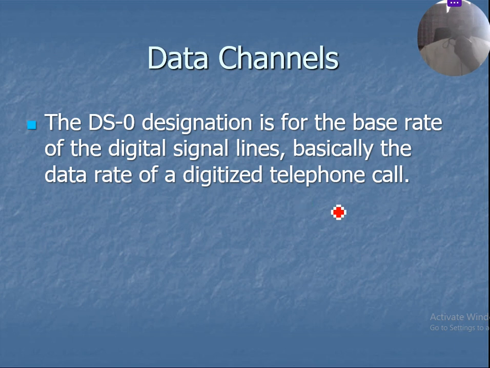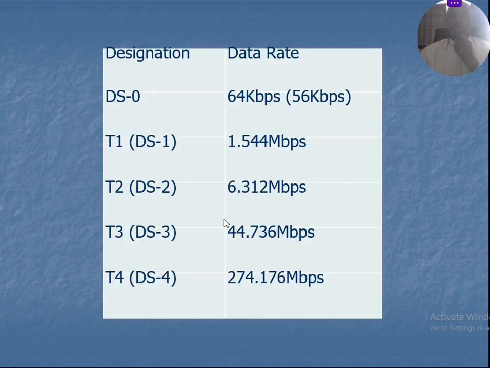Now let's talk about the data channels within our data centers. The DS0 designation is for the base rate of the digital signal lines. Basically, it is the data rate of a digital telephone; we normally use it for a digital telephone. Now let's take a look at the designation and the data rate. For DS0, you use 64 kilobit per second, or within 56 to 64.